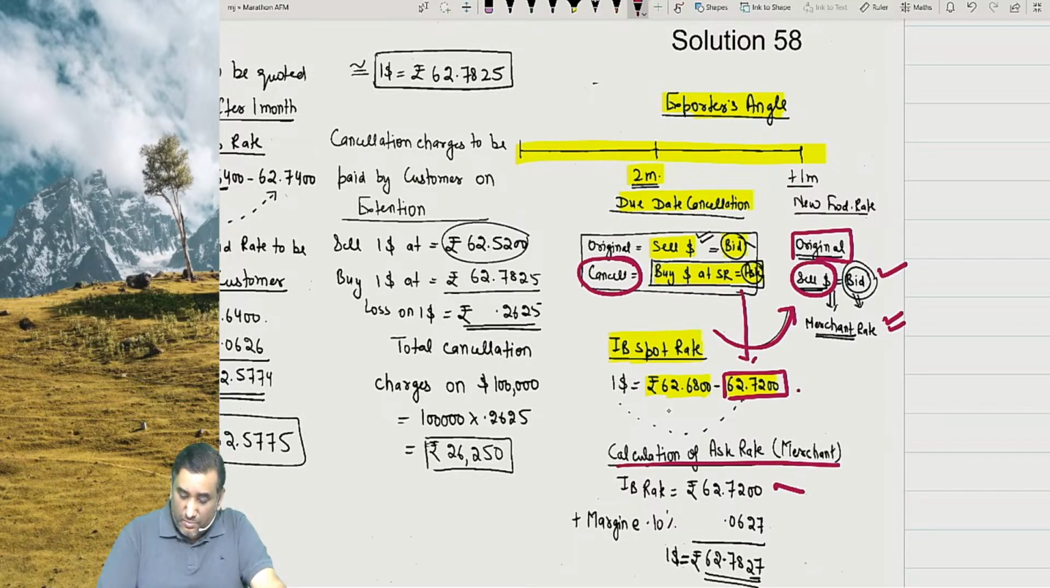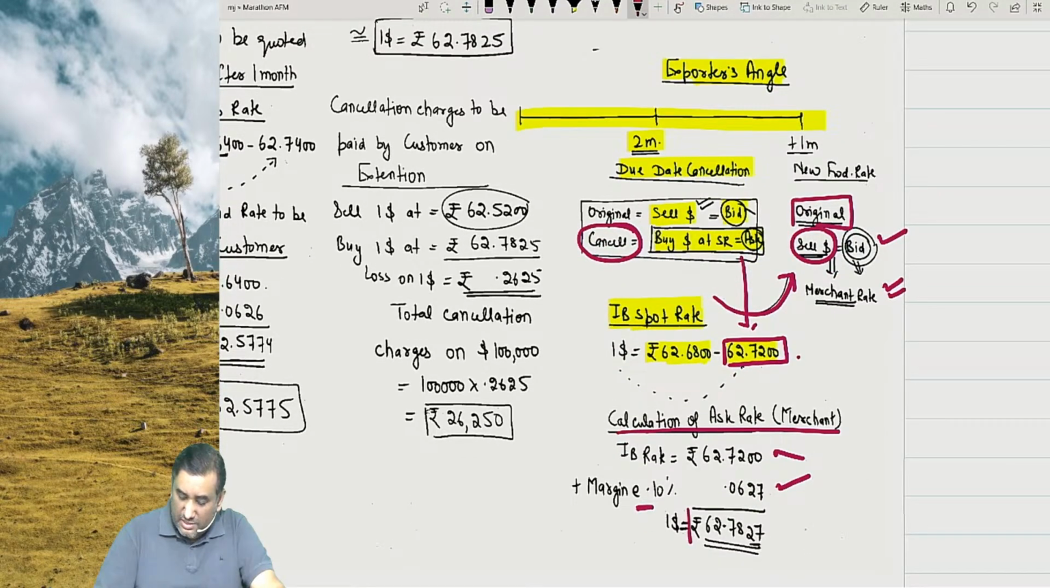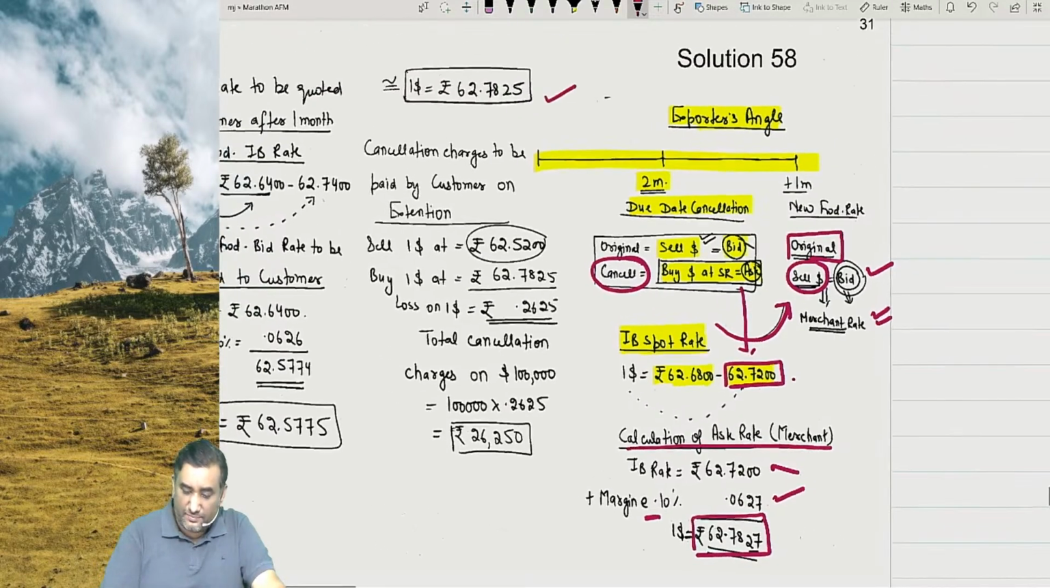Cancellation rate. So the customer sells at the agreed rate, and buys. The moment the customer buys, it's asking. The ask rate would be applied. Margin of 0.10%, that is 0.0627, it becomes 62.7827. Rounding off, it will become 62.7825.